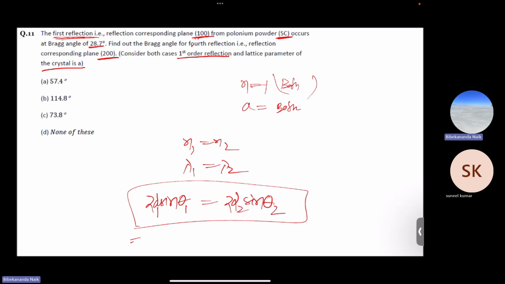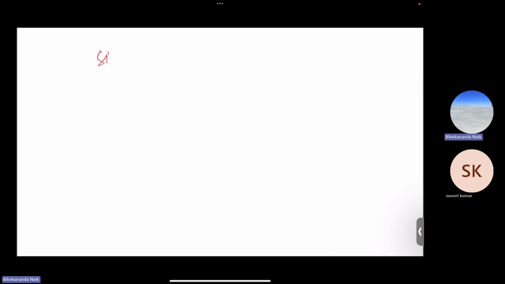So if you see, A is the same, so d1 will be A by the square root of 1 square plus 0 square plus 0 square, so it will be A. Then sine theta 1, that is sine 28.7, is equal to 2 into d2. d2 is for 200, it will be A by 2, sine theta 2. So 2 gets cancelled out, A cancelled out on both sides. So sine theta 2 will be 2 sine theta 1.